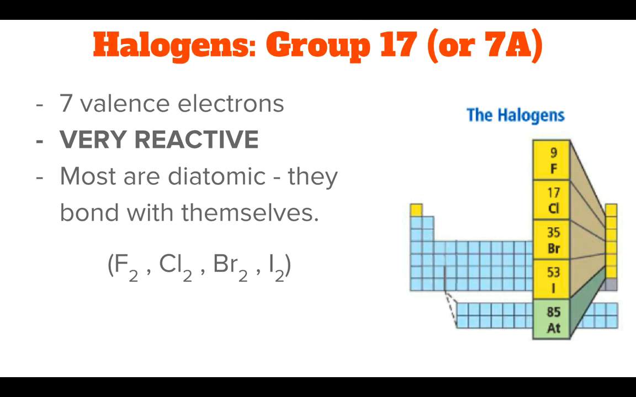Halogens have 7 valence electrons, and they are very, very reactive. Because of this, most of them are diatomic. So if you remember from our last chapter, a diatomic element means that there's always 2 of that element together. They always bond with themselves. So fluorine is never just single F, it's always F2. Same with chlorine, bromine, and iodine. They're all really reactive, and so they react with themselves.